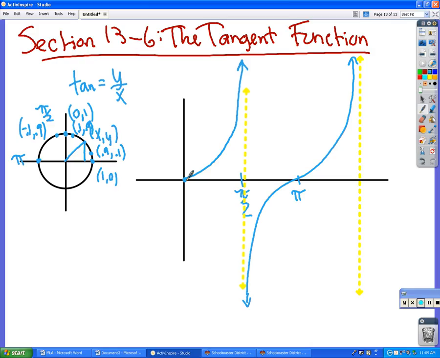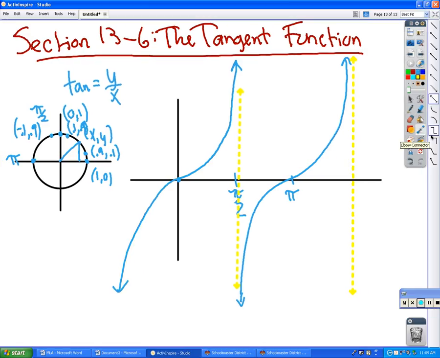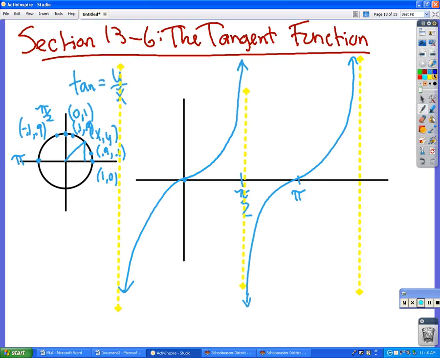And so on the other side here, the graph looks the same way, and it's got a vertical asymptote over there also, okay? So the tangent function is not connected, it's not continuous. There are breaks in the graph. So each one of these pieces is a separate piece of the tangent function, all right? Like I said, it's not pretty, okay?